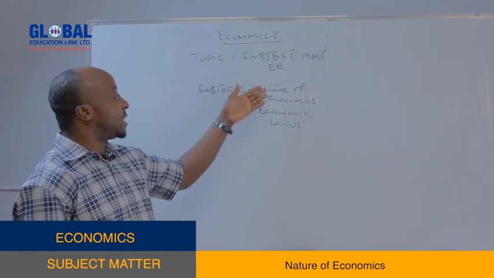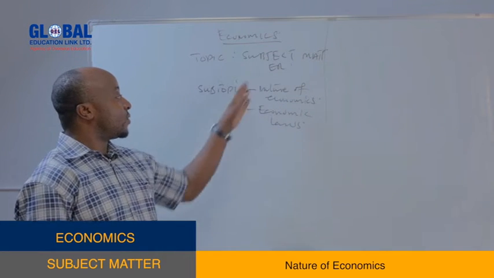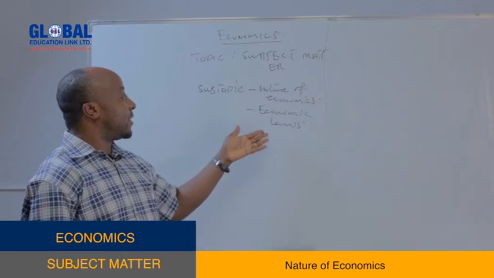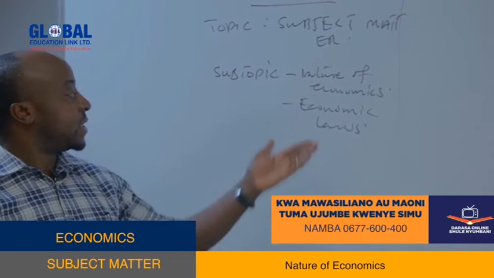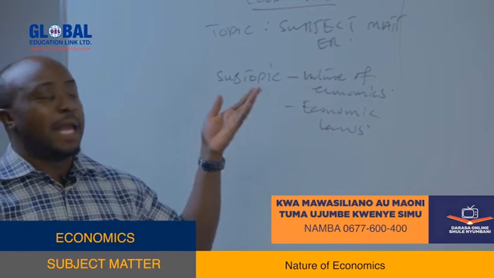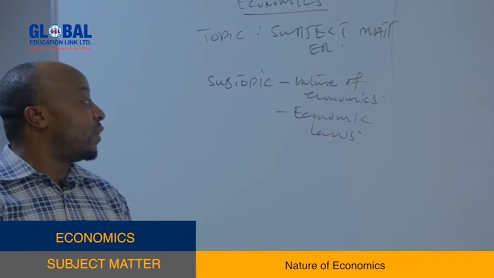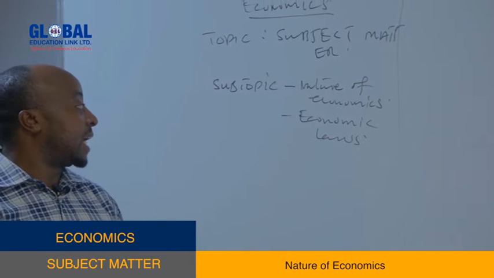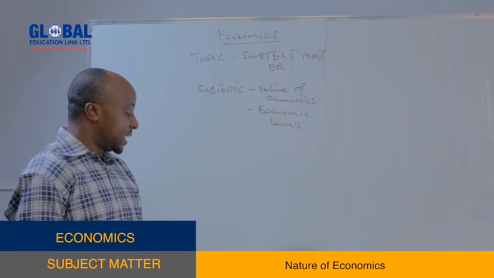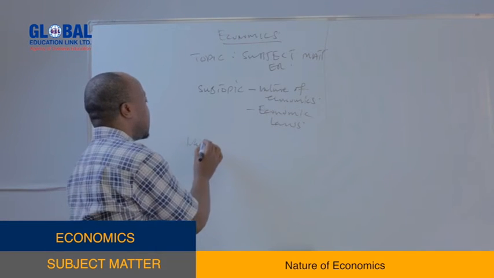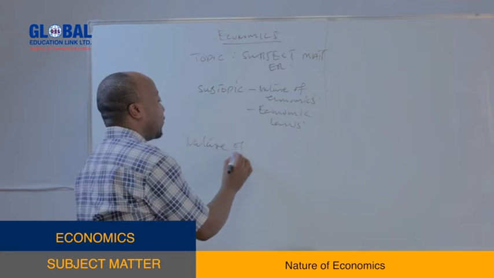We will check the nature of economics, where there is also a divergence among some of the economists. Then we'll also check on the issue of economic laws. We'll check what economic laws are, types of economic laws, and probably the application of economic laws. How do they work? That is where we're going to center. So come with me. We'll start with the nature of economics.